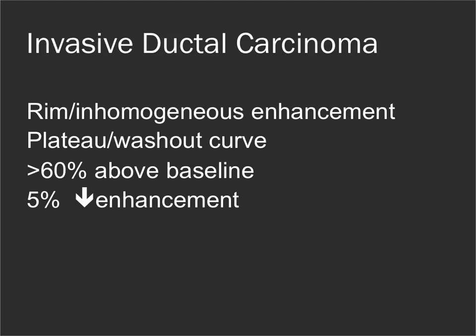I'm just going to very briefly go through here the most common imaging features that we see with common pathology. I know there's a lot more detail I could go into, but this is really an overview. So invasive ductal carcinoma, the most common type of breast cancer. Generally speaking, it's going to have rim or inhomogeneous enhancement. However, it certainly can have homogeneous enhancement.